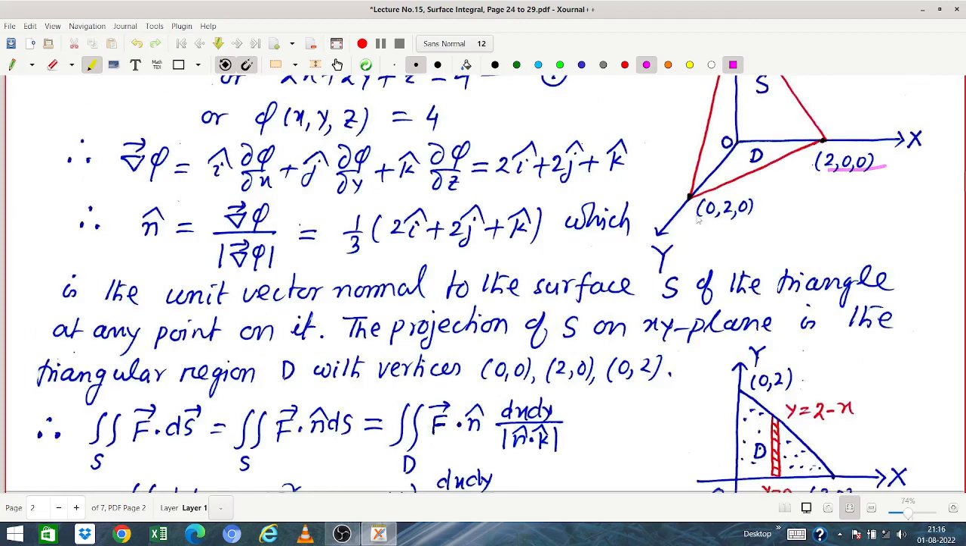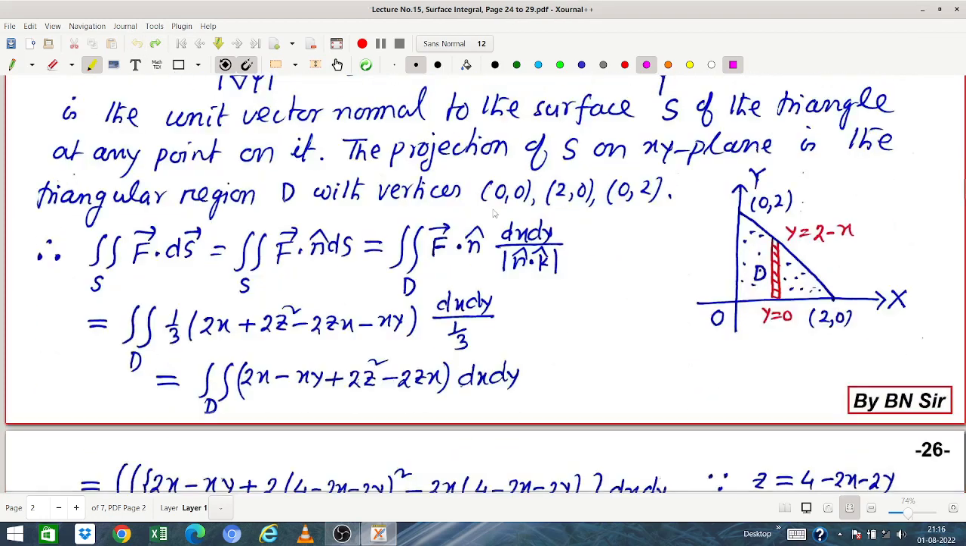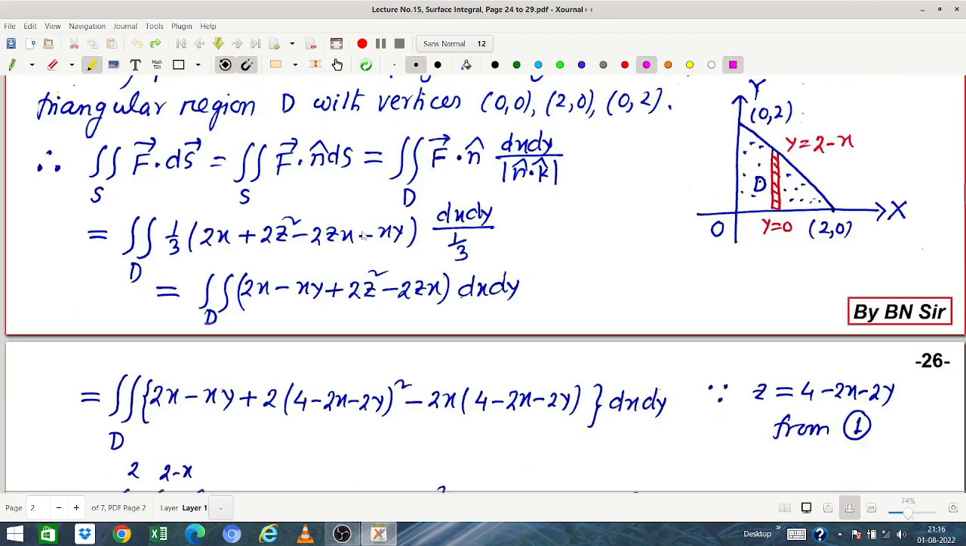Here it is 0, 2, 0; it will be only 0 2. So that we have written here 0 2. Okay, so the surface integral over S becomes the integral of F vector dot n cap dS. Okay, this is the notation.